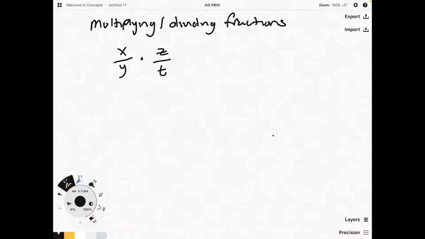Hello, today we are going to look at how to multiply and divide fractions. So we're going to look at multiplying fractions first. When multiplying fractions, it's very simple.